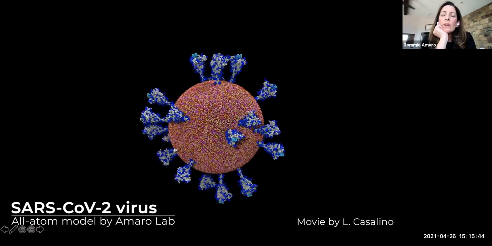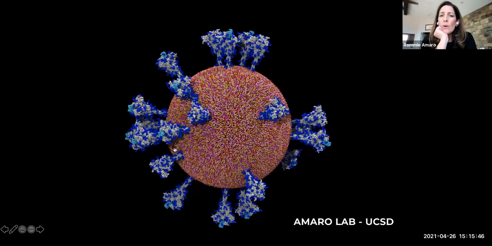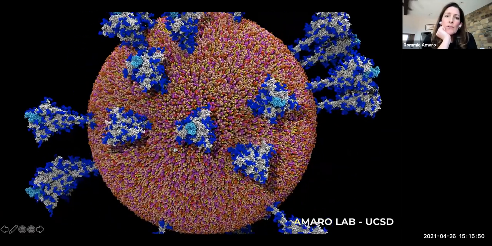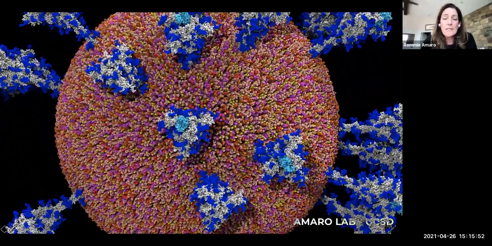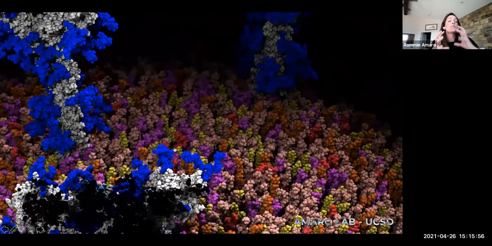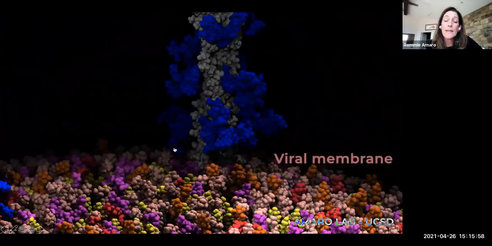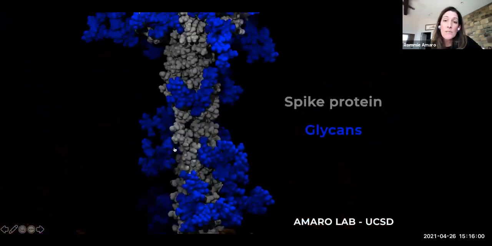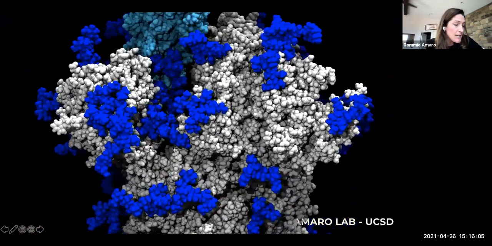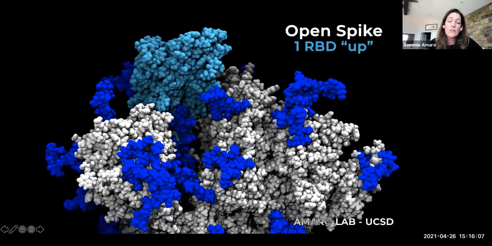The virus looks like a golf ball with spikes sticking out of it. It's a lipid enveloped virus, and those spikes are called spike proteins. We care about the spike proteins so much because they sit on the outside of the virus, so they're the first point of contact that the virus has with human cells. There are lots of people very interested in understanding the mechanisms of infection.